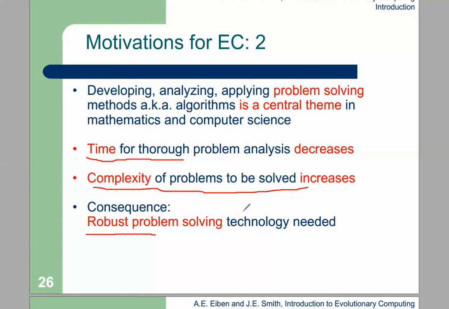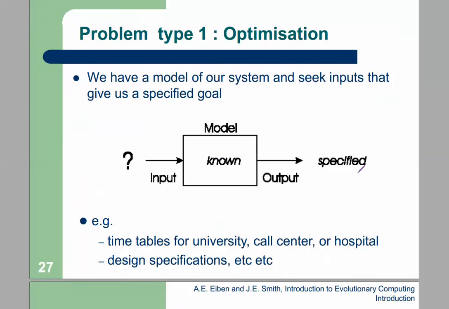Robust refers to the fact that evolutionary computing can solve the problem and can guarantee reaching an acceptable solution, not the best solution. Sometimes it can reach the best, sometimes it cannot reach the best. We can divide the problems into three groups.